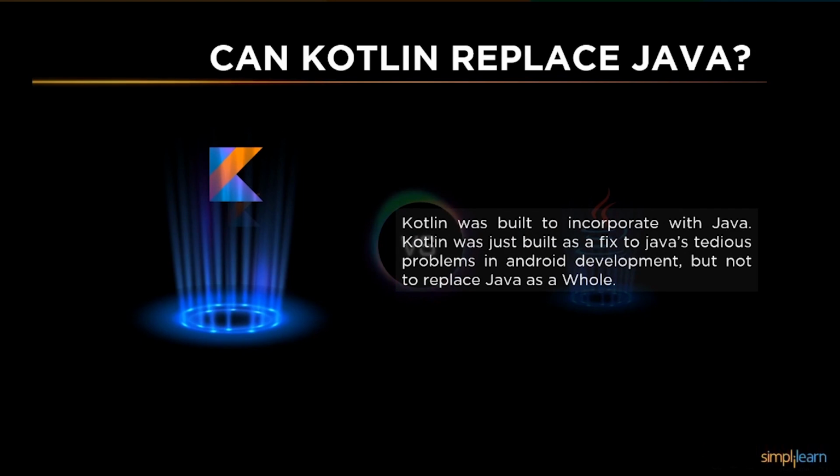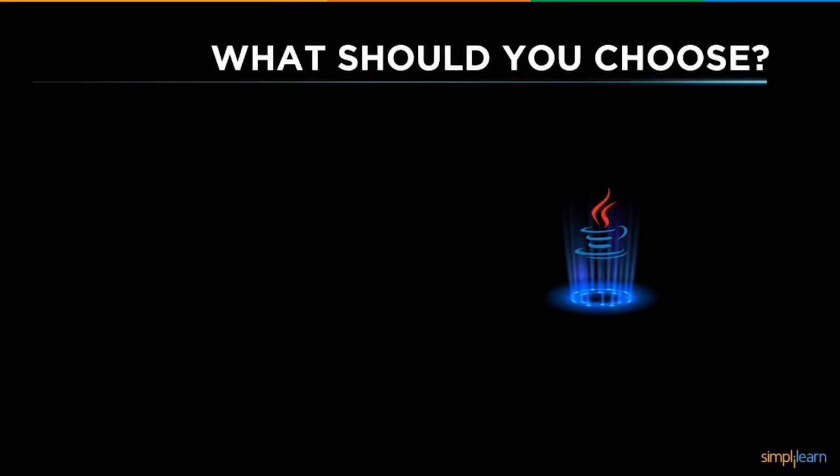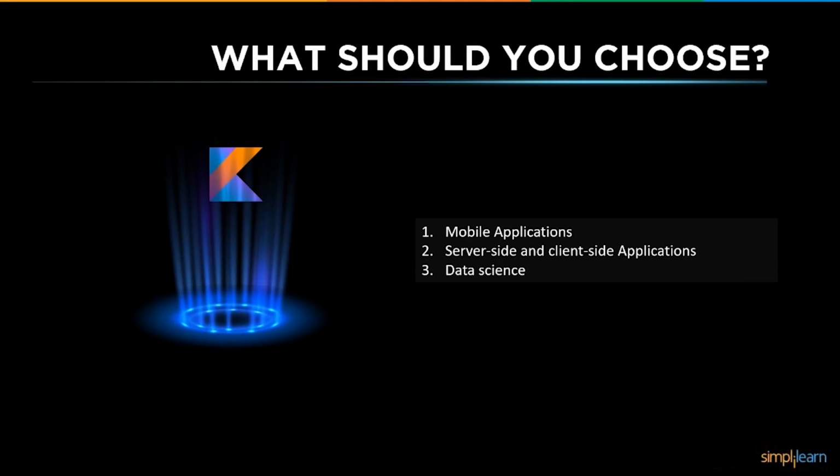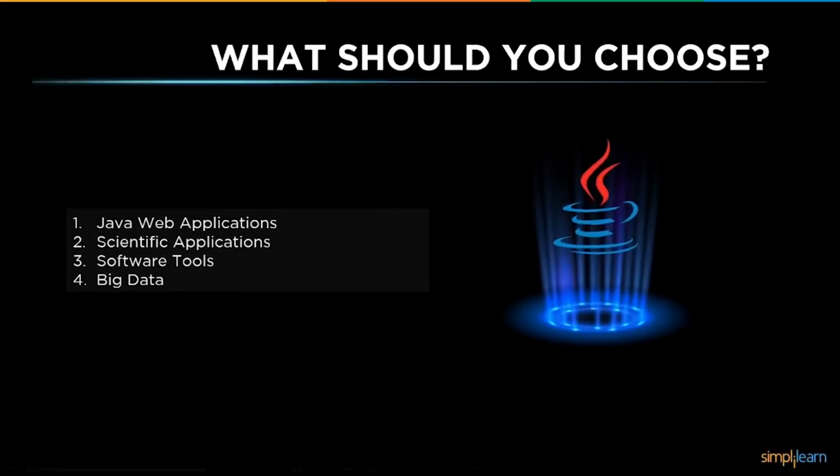So you might have many questions right now about everything. One common question is, which programming language should you choose? If you are going to start your career with technologies such as mobile applications, server-side and client-side applications, data science, etc., then having a sound knowledge of Kotlin would be an added advantage. On the other hand, when it comes to Java, strictly anything you want to do needs Java. So if you are thinking to begin your career in these fields mentioned below, that is Java web applications, scientific applications, software tools, big data, etc., then I suggest you go with Java.